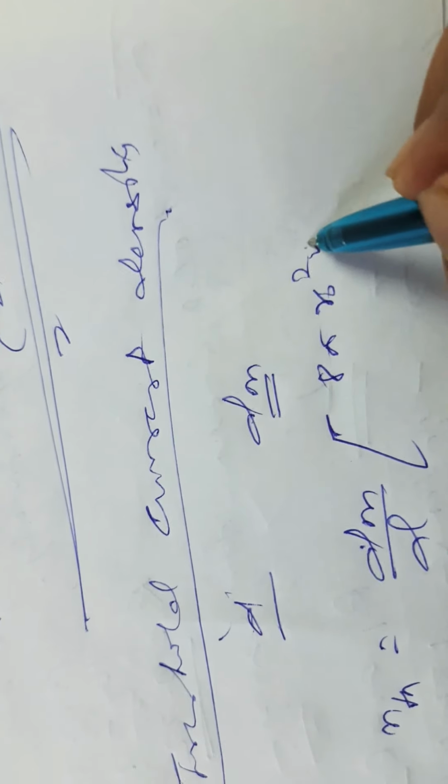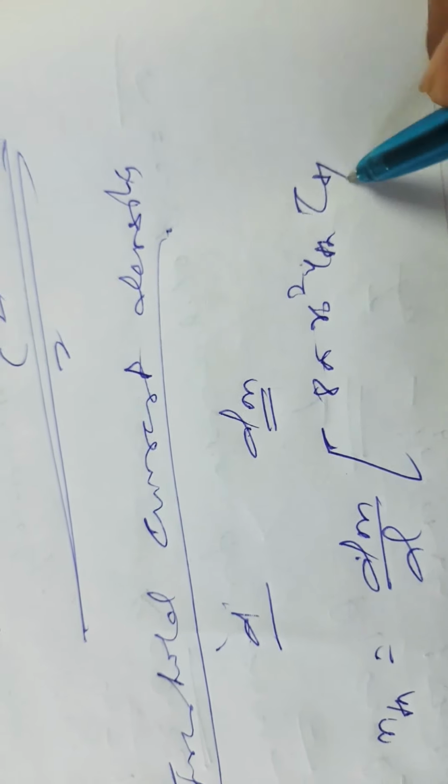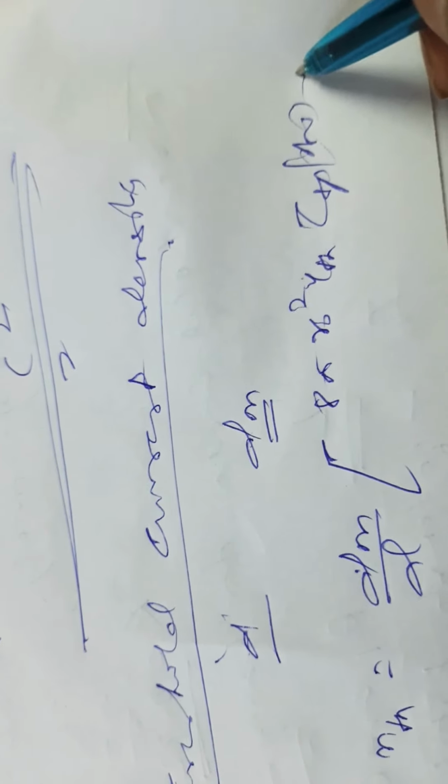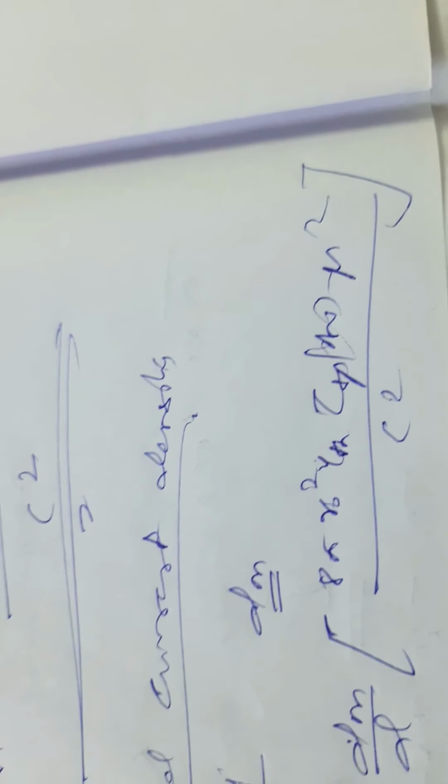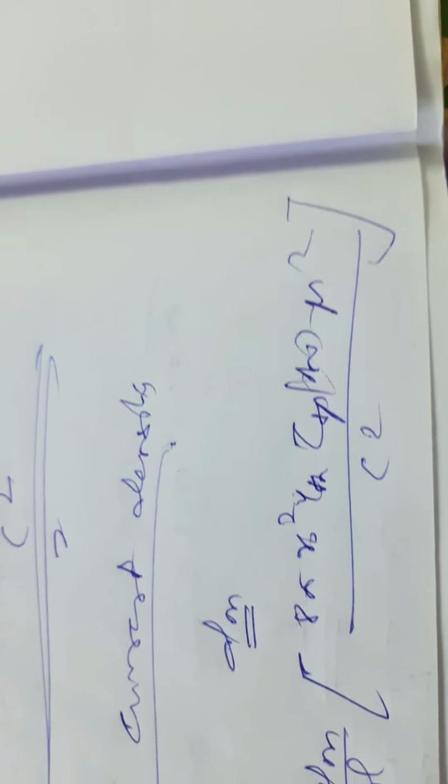8 pi mu naught square gamma_th tau_sp over mu square divided by c square. So this is the threshold density of the injected carriers. Okay, so you need to know this.